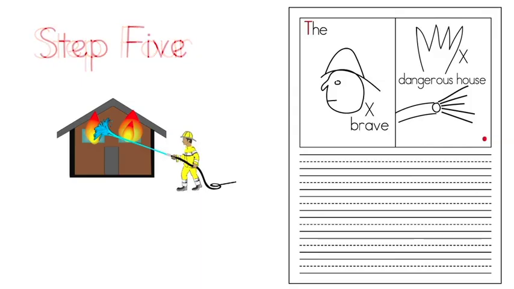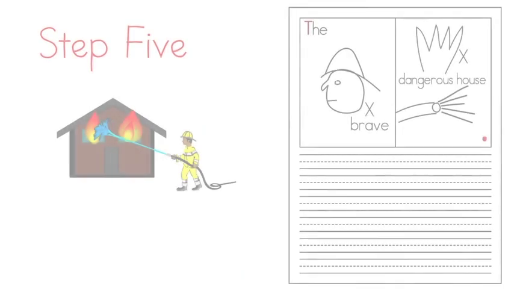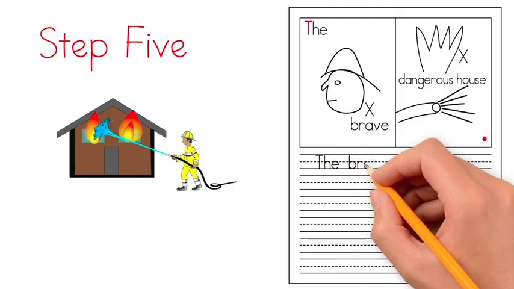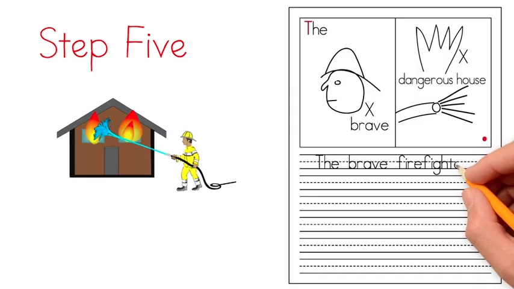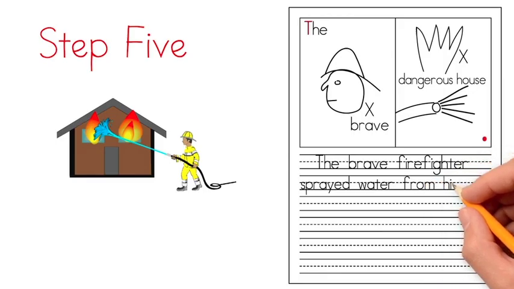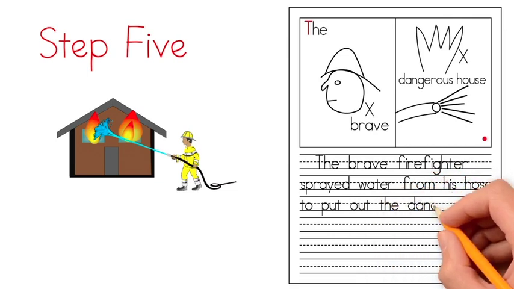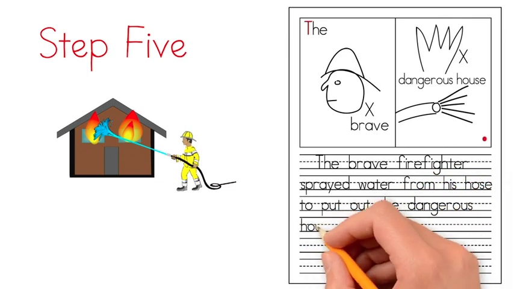Good job! Step 5. Now it's time to write the sentence. You've planned. You've talked. Now it's time to write. Please remember, if you have the skills, then you write it. If you are still learning the skills, then a helper writes it for you. Say the words as you write. The brave firefighter sprayed water from his hose to put out the dangerous house fire.